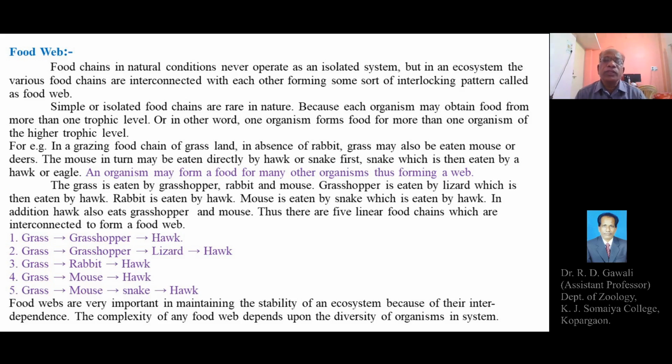For example, in a grazing food chain of a grassland, in the absence of rabbit, grass may also be eaten by mouse or deer. The mouse in turn may be eaten directly by a hawk, or by a snake first, and then the snake is eaten by a hawk or eagle. It means an organism may form food for many other organisms, thus forming a web or a complex network of feeding in the ecosystem.